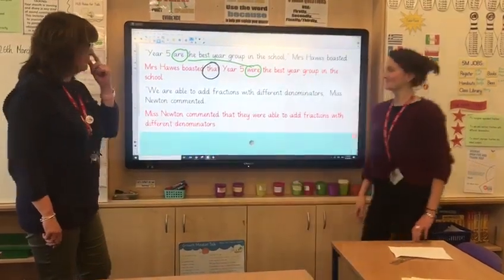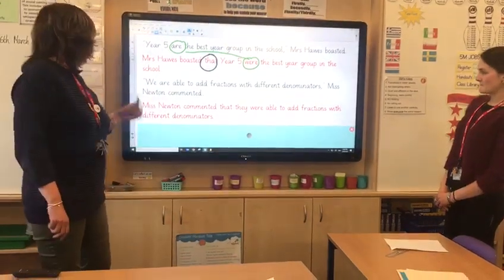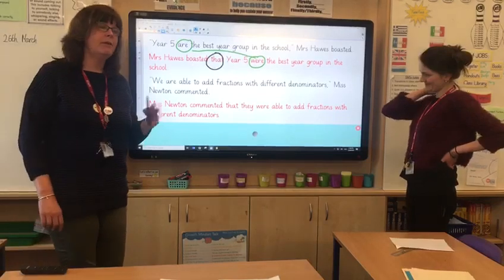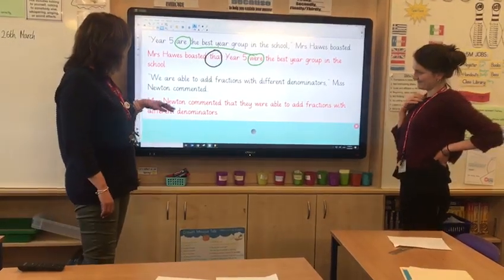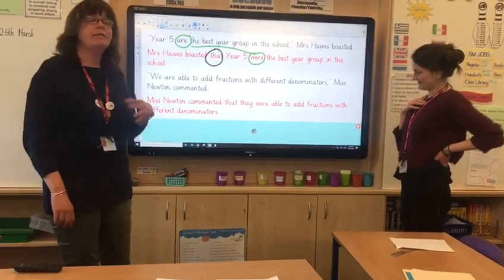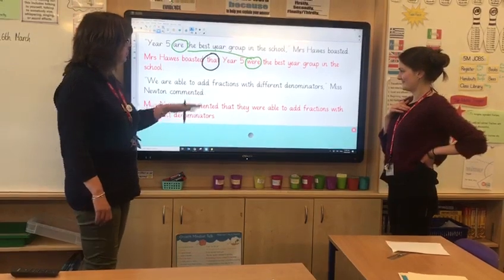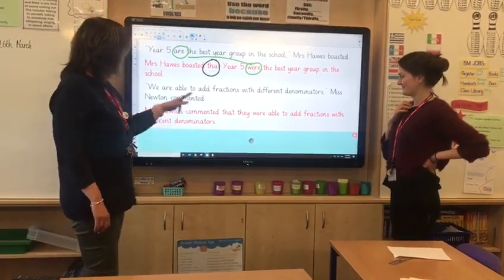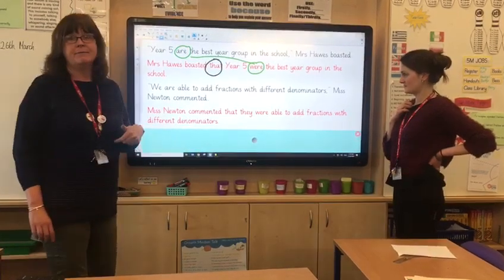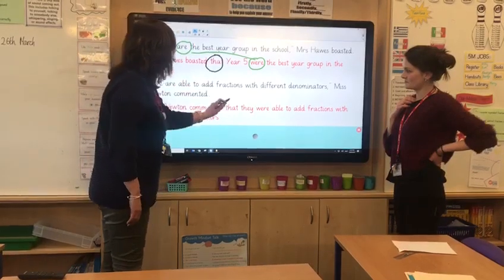Here's our next sentence. "We are able to add fractions with different denominators," Miss Newton commented. Now, to make it into reported speech, we've had to make some changes. Miss Newton commented that they were able to add fractions with different denominators. You'll notice again that we've put the person who's speaking at the front of our sentence. We've also kept that great synonym for said because that's really important. Here's our magic word, our that.